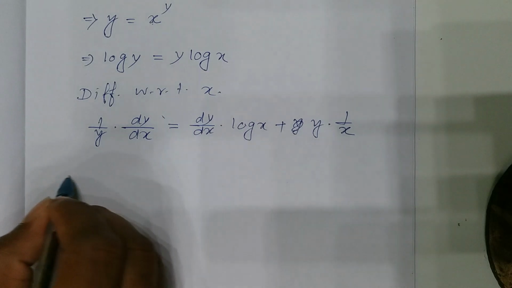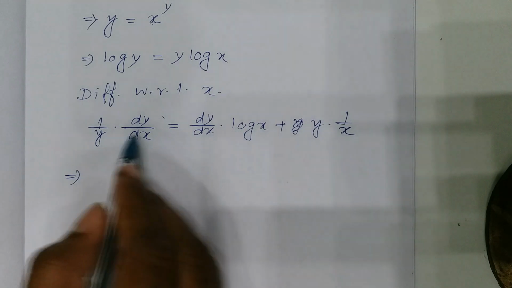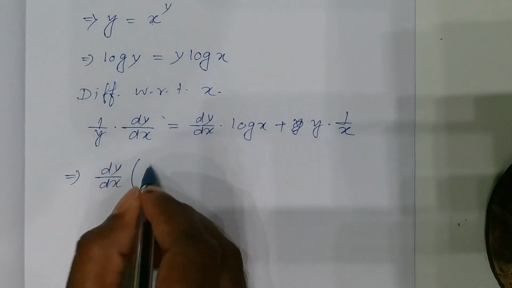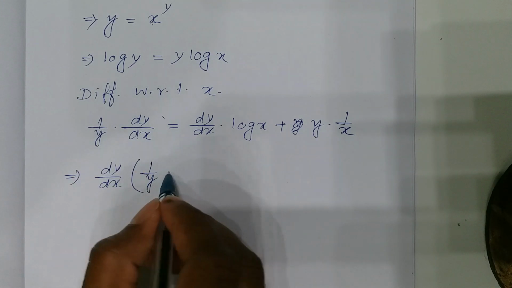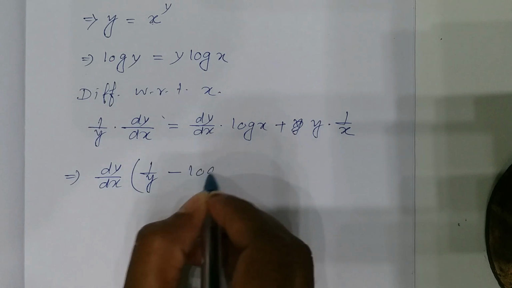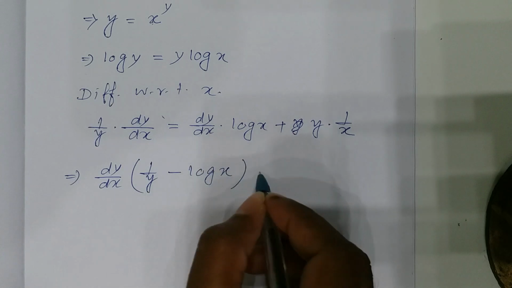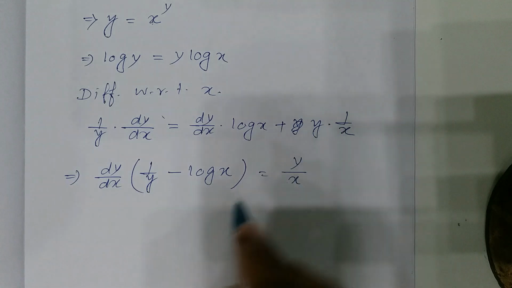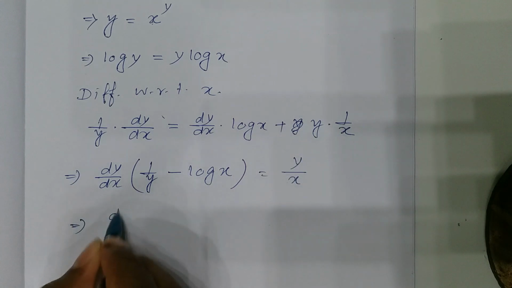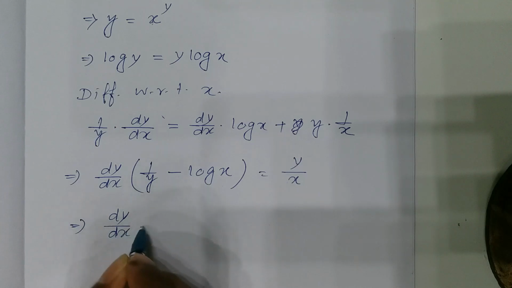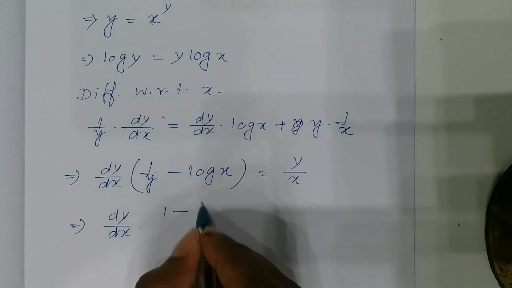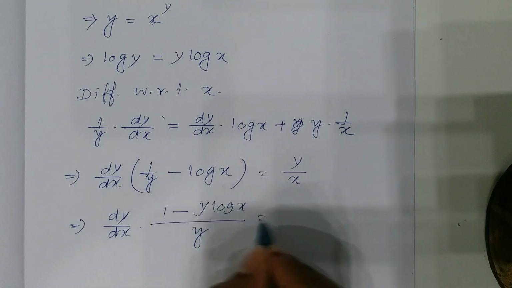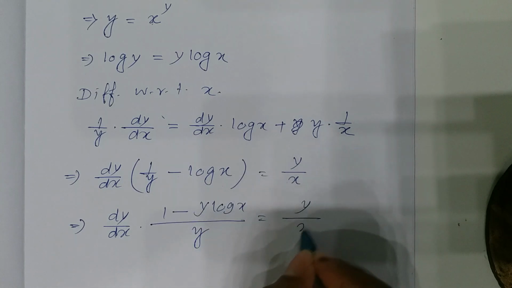Then taking dy/dx common from these two terms, so dy/dx is common, it is 1 by y, then shifting to the left is minus log of x, and on the right side we have only y by x. This is y by x. So that implies dy/dx, taking LCM here, 1 minus y log of x divided by y is equal to y by x only.